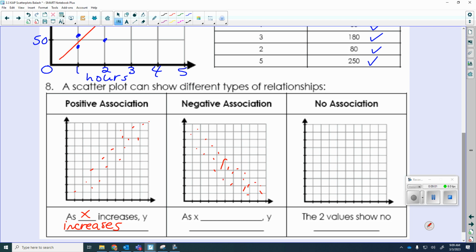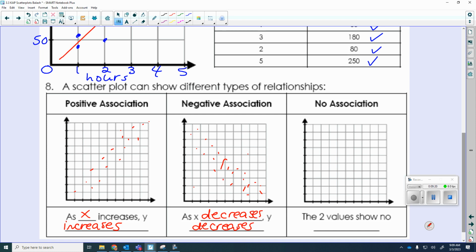Okay, those should all be dots, but in general, is it okay if you think maybe one's hanging out somewhere? Yeah, but in general, it's going down. As X decreases, Y decreases.